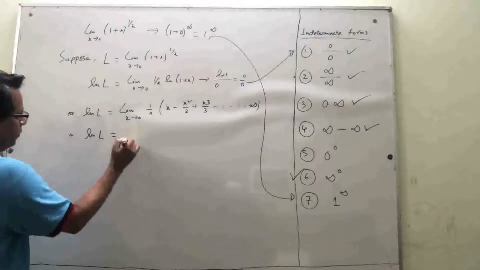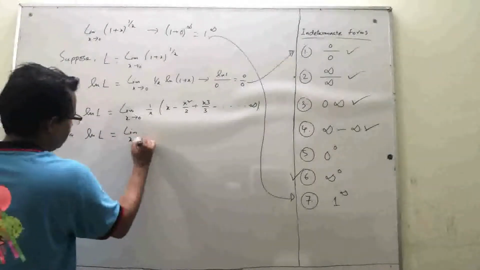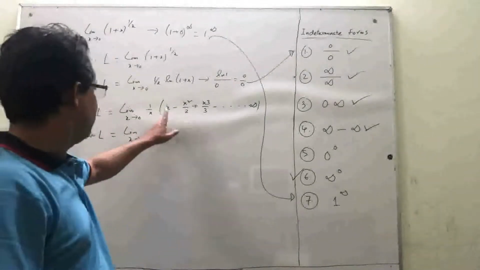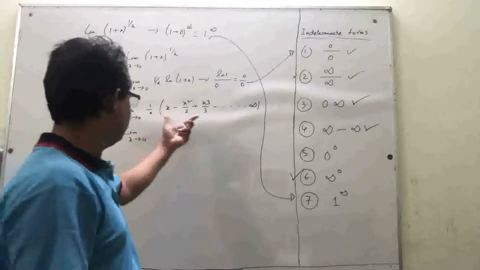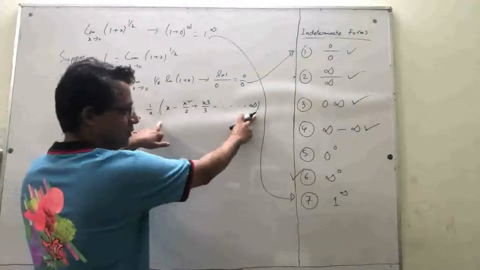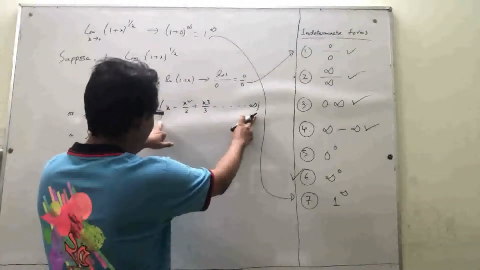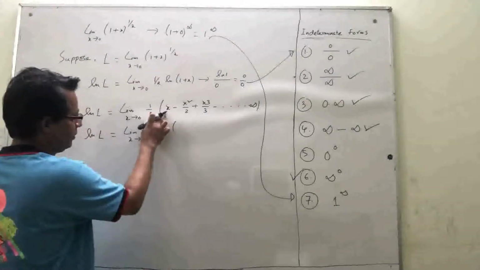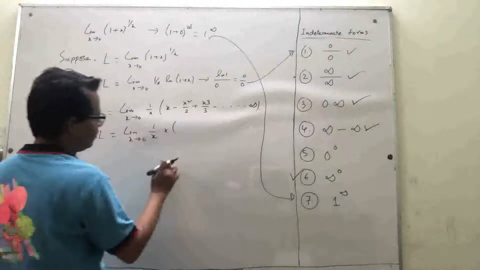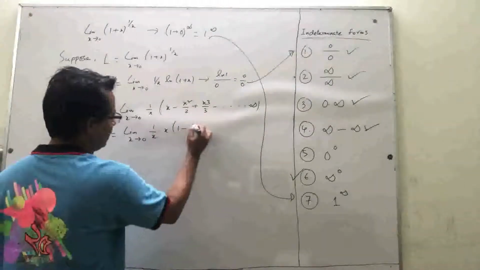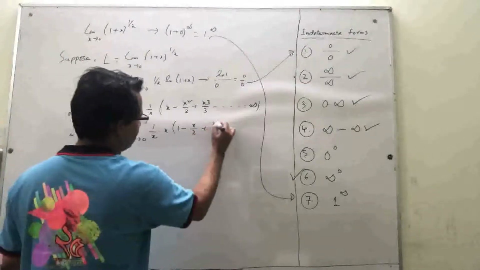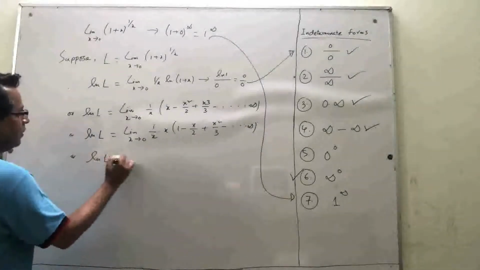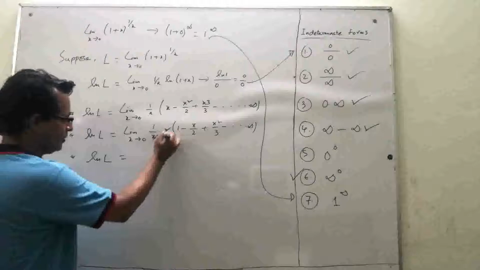ln L equal to limit x tends to 0. Follow, students: here all terms within this bracket contain x. So we can take x common. 1 by x into x. If we take common x from this expression, we have 1 minus x divided by 2 plus x square divided by 3, minus up to infinity. In ln L, x can be erased.